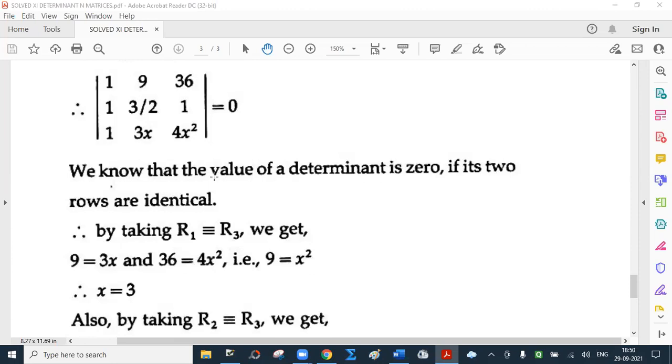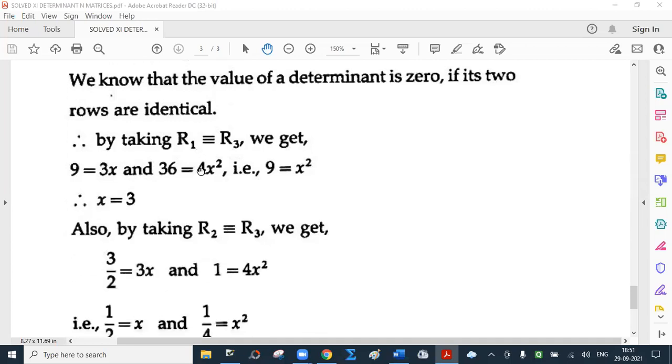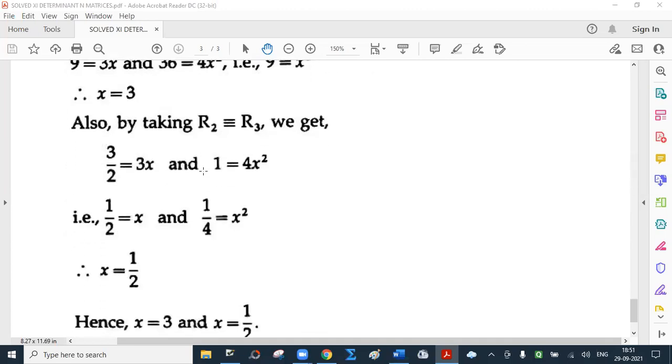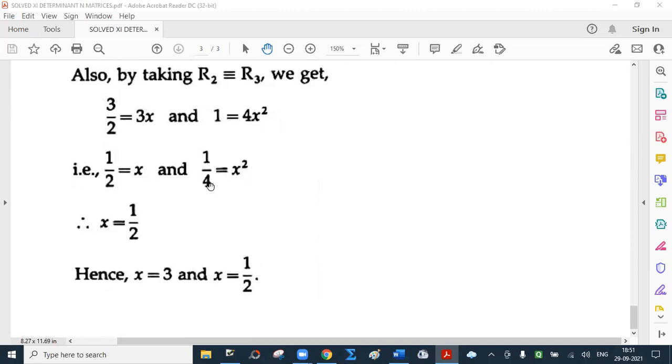Now can we equate R2 and R3? Is 1 1? Yes. Can 3x be 3 by 2? In that case, x will be half. But for that value of x, is 4x square 1? Check. 4 into half square, 1 by 4. 4 into 1 by 4, 1. Yes. So by observation, what are the values? Values of x are 3 and half.